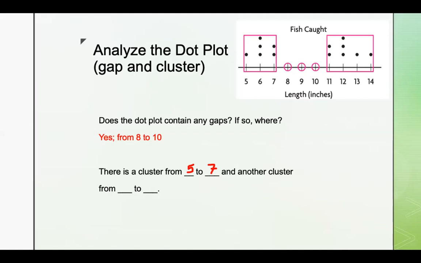So again, let me repeat, Abdulaziz, and pay attention. By cluster, I mean a group of data points. So from 8 to 10, we have a gap. We have no dots at all. We call this a gap. The interval is empty. Nothing is there. Clear, everybody? Now, cluster is the opposite of gap. There's a group of data. The first cluster is from 5 to 7, and the other cluster is from 11 to what, Ahmed Nabhan? 14, exactly.